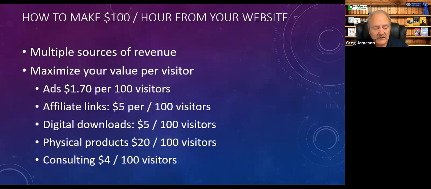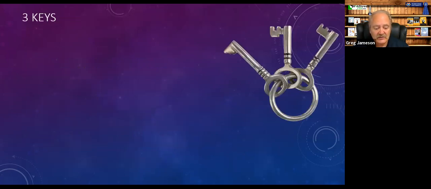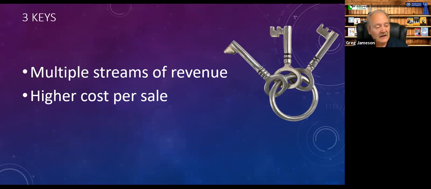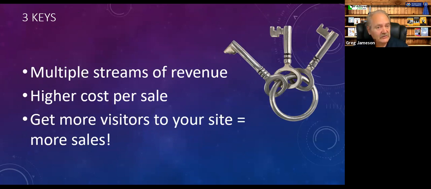Affiliate links, you might make a little more. Digital downloads, a little more. Physical products, depending upon what you're selling, that could be all over the board. That's highly variable. Consulting, same thing. It could be all over the board depending upon what you're charging. So there's really three keys here to making money with your website: multiple streams of revenue, getting a higher cost per sale, and getting more visitors to your website, which then results in more sales.